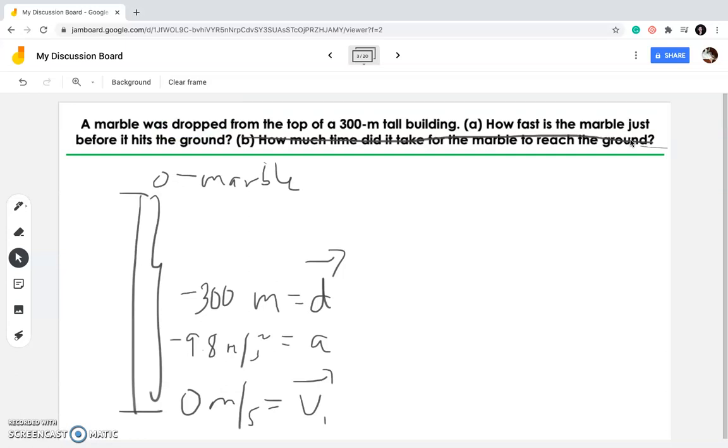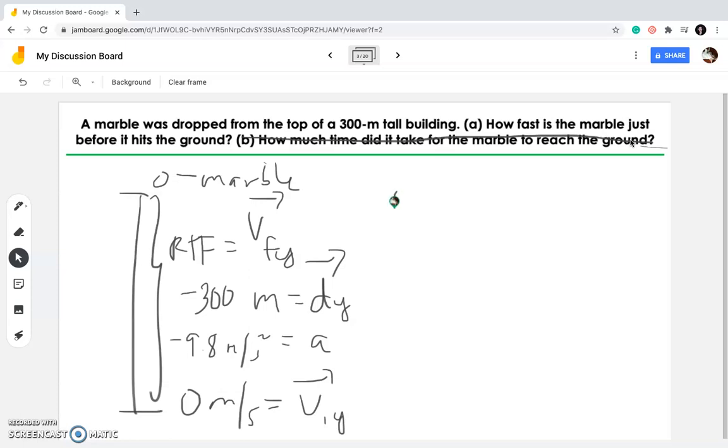Now, going forward, we have to identify the RTF. So the question is, how fast is the marble just before it hits the ground? So obviously, we're solving for final velocity. Well, you can put y for the subscripts, by the way. I actually missed it, but it's okay because we understand that we're dealing with vertical motion anyway. So now final velocity is the RTF. That's what we want to solve for. We're being asked for how fast is the marble at this point right before it strikes the ground, and that's final velocity. So the RTF is final velocity.